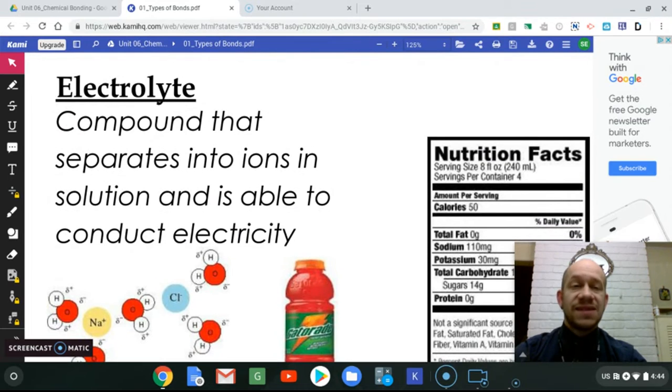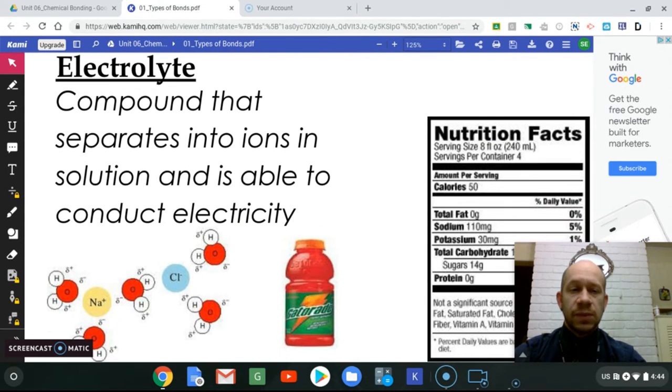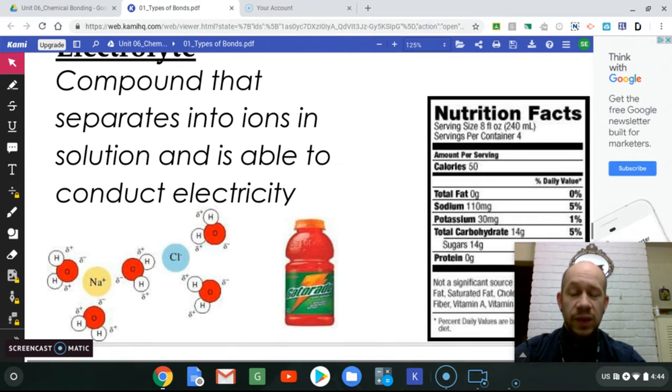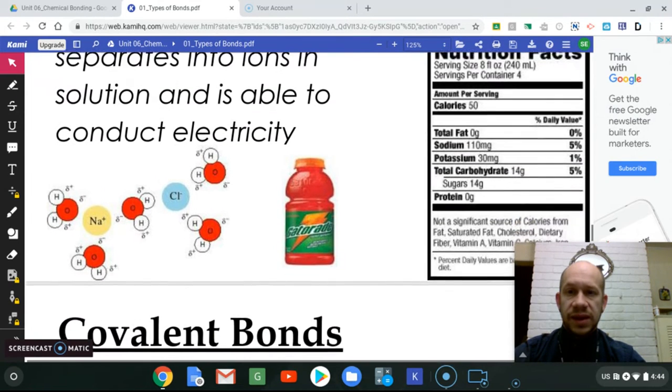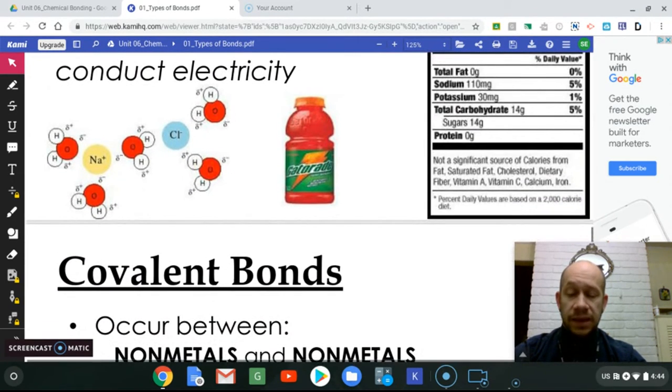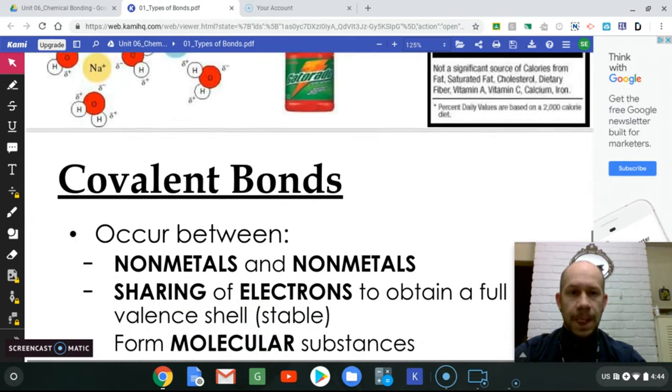An electrolyte is defined as a compound that separates into ions in solution and is able to conduct electricity. We have a lot of electrolytes in our Gatorade and Pedialyte. They help us stay hydrated.